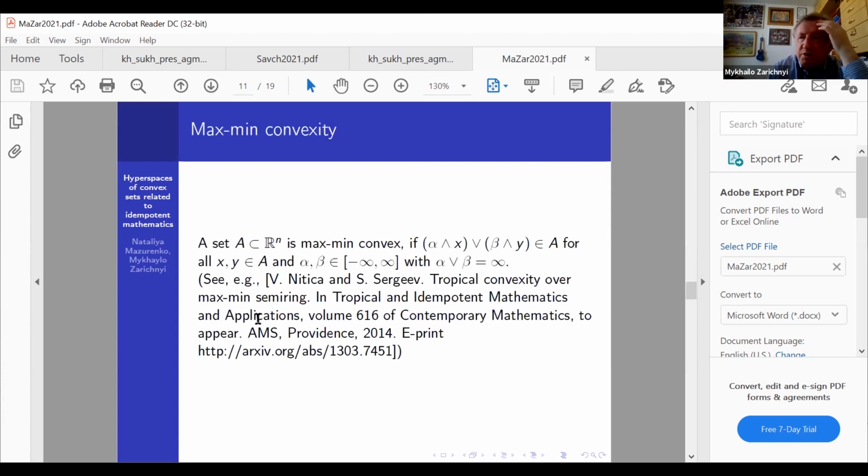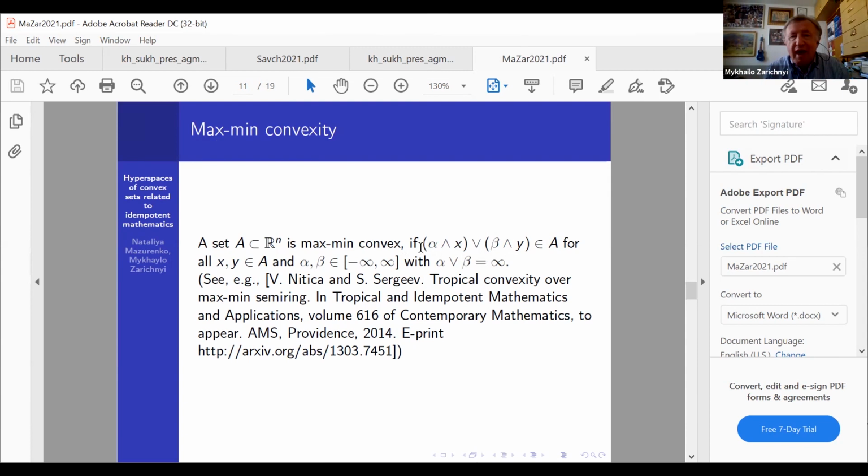Well, now let us consider another type of convexity. In this case, we have two idempotent operations. The first one is maximum, which stands for addition, and the second one is the minimum, which stands for multiplication. And now, what is the neutral element for the maximum? This is negative infinity. Maximum of negative infinity and anything else is anything else. Minimum of plus infinity and anything else is the anything else, so plus infinity is neutral for minimum.